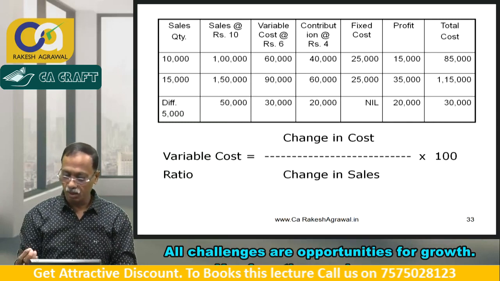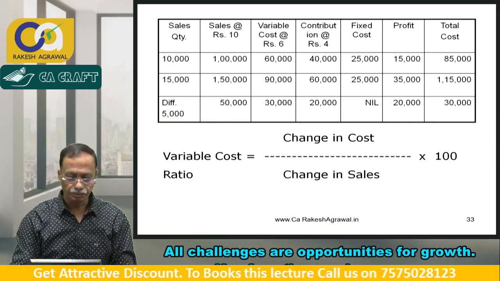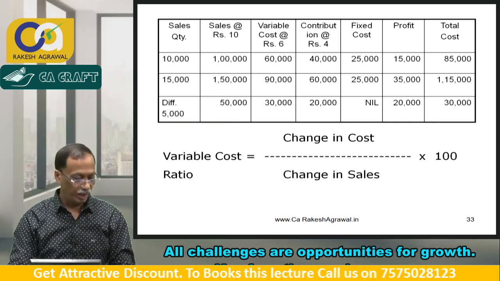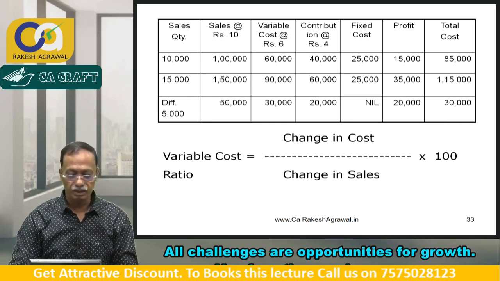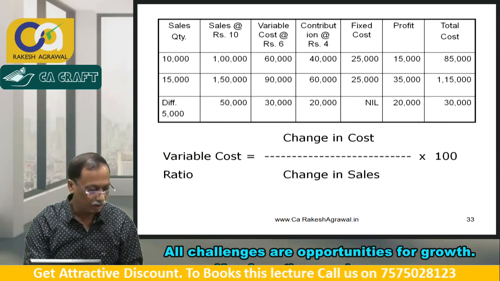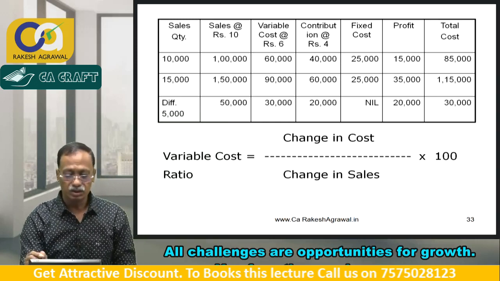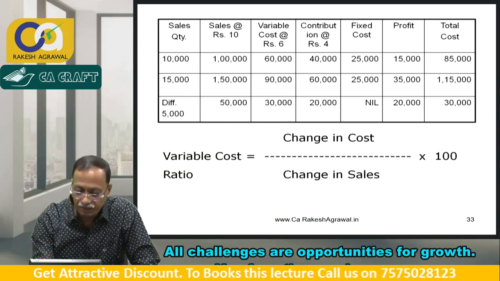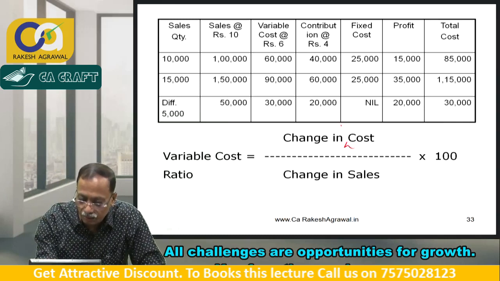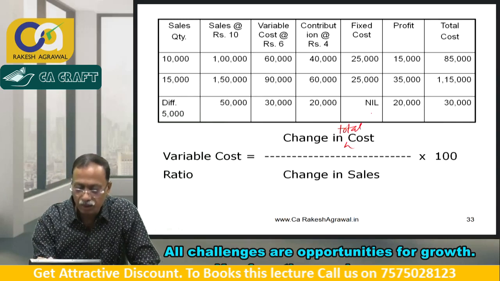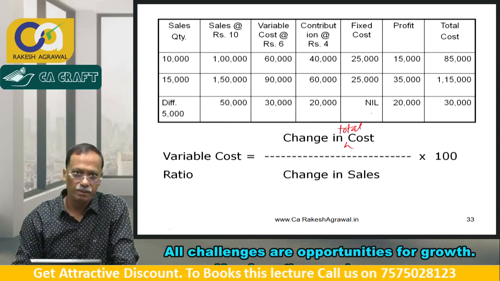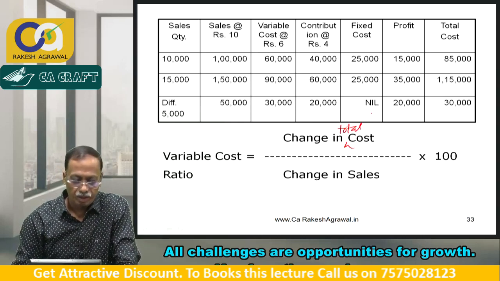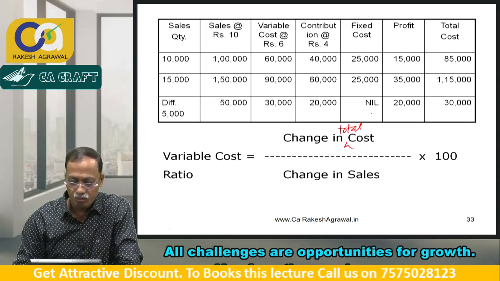Write down variable cost ratio is equal to change in cost, that is change in total cost naturally. Change in cost upon change in sales, or you can write change in total cost upon change in sales into 100.